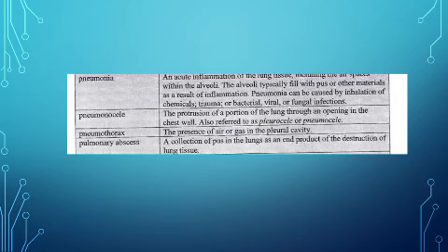Pneumonia is very common. Okay, pneumocele, the protrusion of a portion of the lung through an opening in the chest wall, also referred to as pleurocele or pneumatocele. Pneumothorax, the presence of air or gas in the pleural cavity. When we see gas or air in the pleural cavity, it is called pneumothorax. Pulmonary abscess, a collection of pus in the lungs as an end product of the destruction of lung tissue.